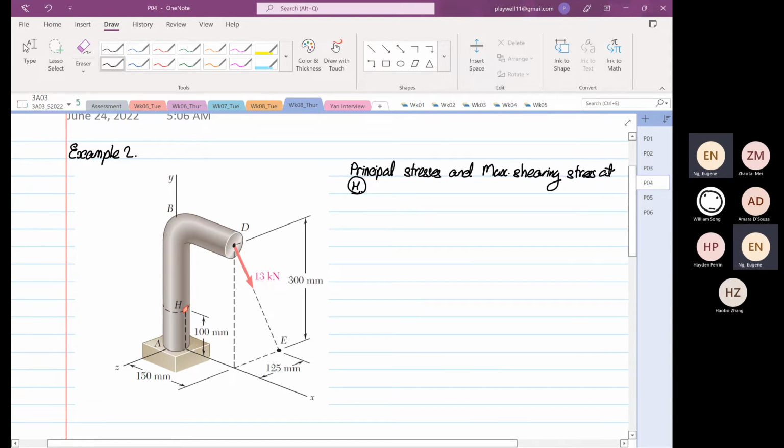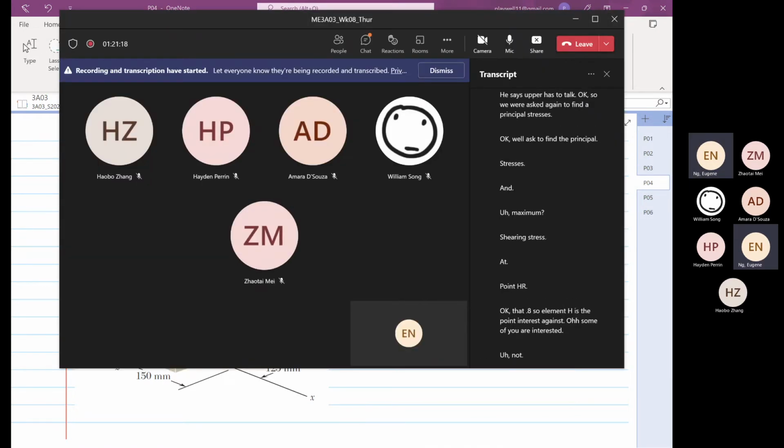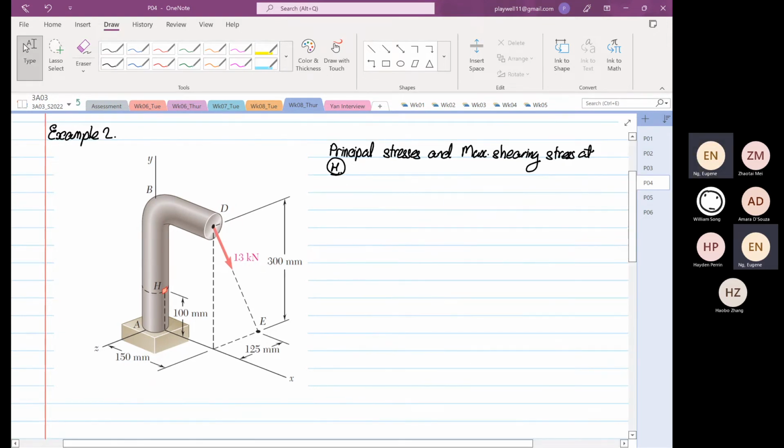Again, if some of you are interested, not always. In the real world, you're not given element H. You have to decide where is the most critically stressed. So that is our force. We have a 13 kilonewton force acting on the YZ plane.